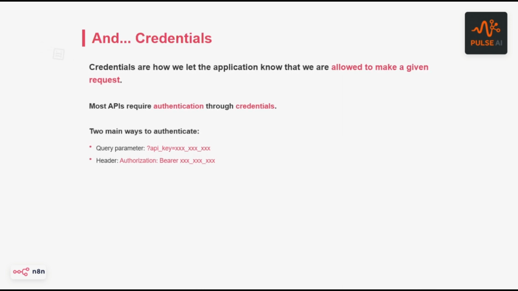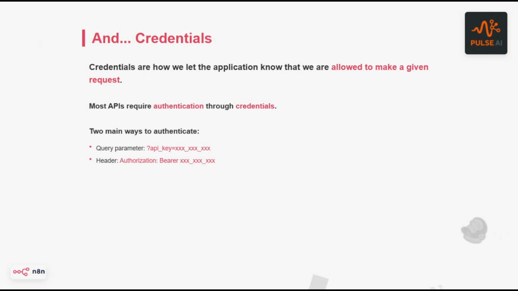Finally, we have credentials. The credential wasn't listed as a main part of the HTTP request because it isn't a part on its own. There are many different ways to use credentials. A credential is how we let the application know that we are allowed to make a given request. As you can imagine, if anyone could read your Google Sheets or update your Google Sheets or send messages on Slack, that would be very dangerous. So we include credentials in our HTTP request to indicate to the server, I am authorized to make this request. Most APIs require authentication through credentials. However, there are some APIs that do not require authentication.